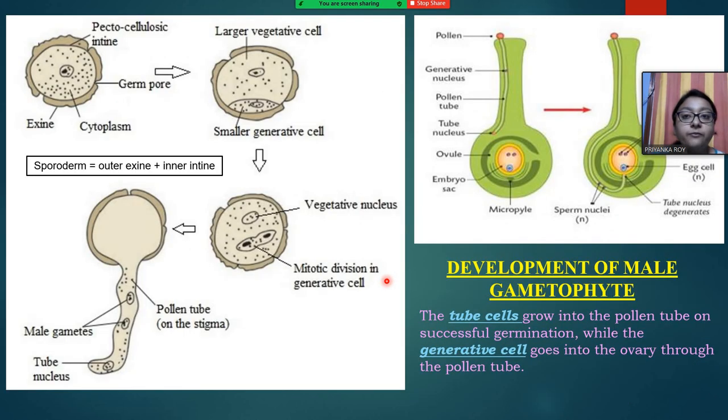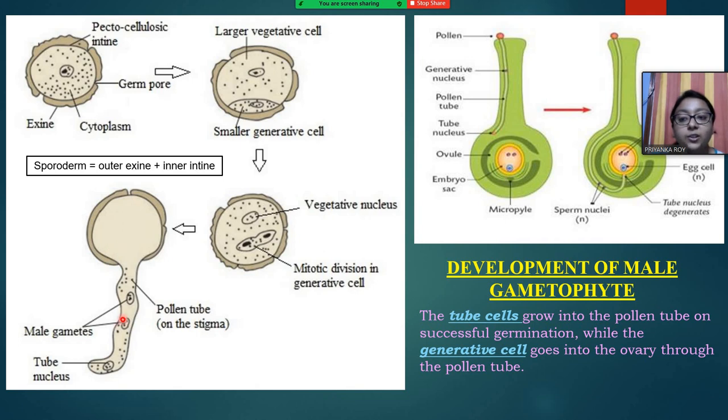Going into a more detailed structure, the sporoderm consists of the outer exine and the inner intine, like I already said. The gaps where the exine is missing are known as germ pores. These are helpful when the pollen tube is coming out. As I mentioned, the larger one is the vegetative cell and the smaller one is the generative cell. The generative cell divides and becomes 2 male gametes.